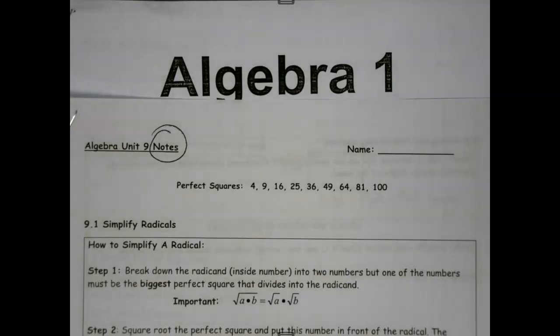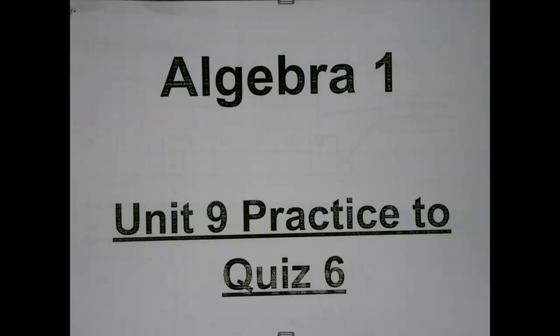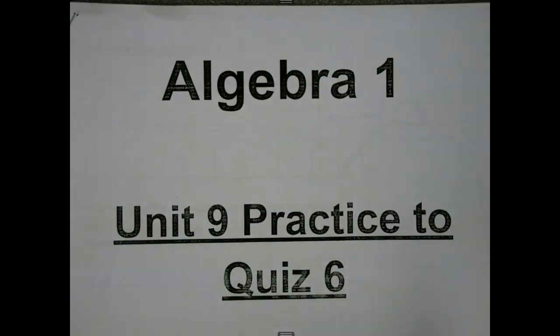As we start Unit 9, normally you'd start with 9.1, simplifying radicals. Well, here's the thing. If you haven't had a lot of experience with perfect squares and how they work and what they do, simplifying a radical is going to be super hard. So here's what we're going to do instead.